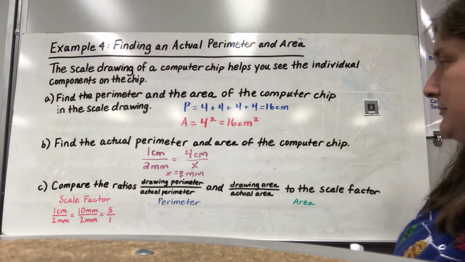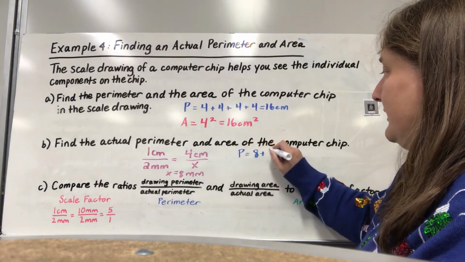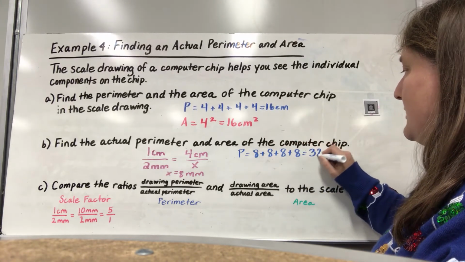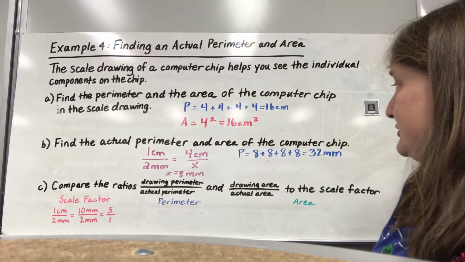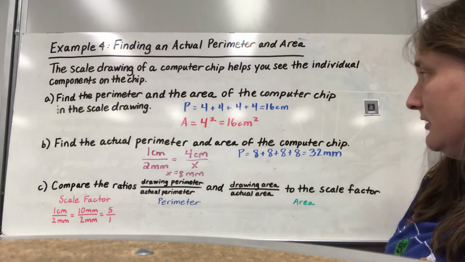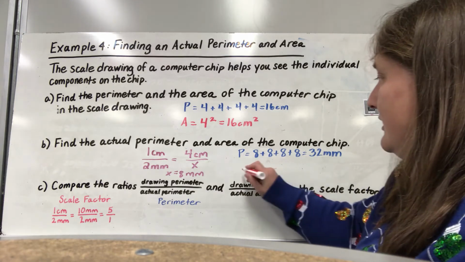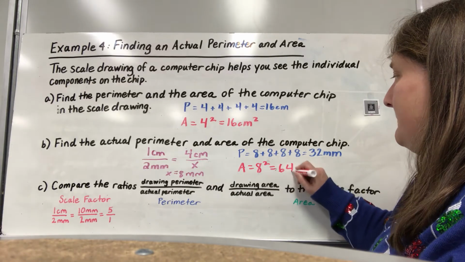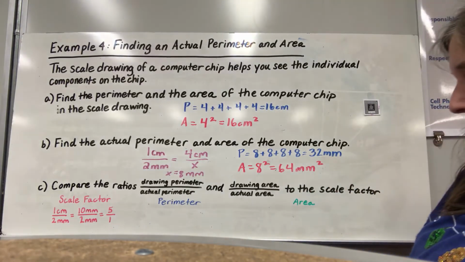So now I can find the perimeter of my chip. I'm going to add 8 plus 8 plus 8 plus 8. These numbers make it seem like it's bigger, except remember we are now measuring in millimeters. So that's only 32 millimeters. That's 3.2 centimeters, so it's definitely smaller. The area of our chip, since each side is 8 millimeters, is going to be 8 squared, or 64 millimeters squared. So that's 6.4 centimeters.